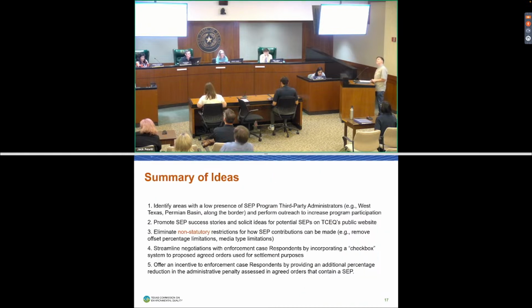So now the fun part, the ideas. Our first idea is, how can we do more outreach? How can we reach these communities that don't have as much SEP participation? How can we promote success stories online? How can we get some feedback from the public on what they would like to see in their community? Can we eliminate certain policy restrictions that may have made sense at the time they were written, but may not be so relevant today? Can we streamline negotiations with respondents to make the process more efficient? And can we incentivize respondents to participate more, so that more than just that 14% of cases will have SEPs?